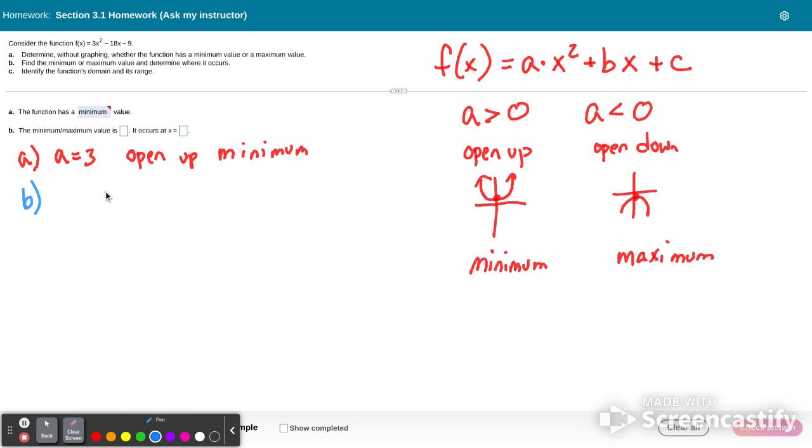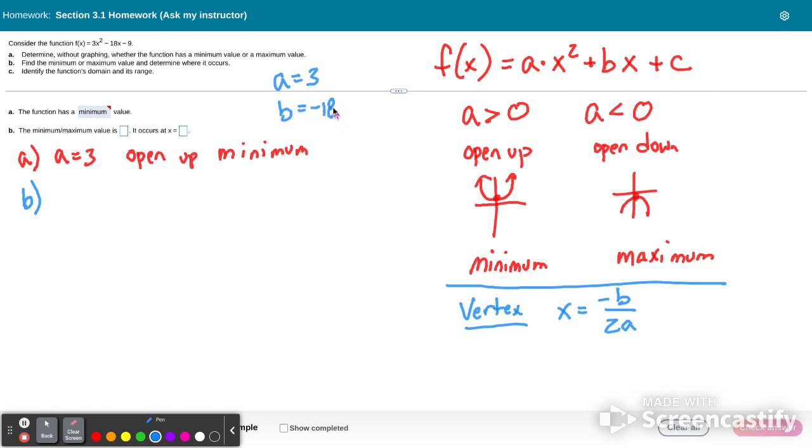All right, part B. To actually identify that minimum value, we can identify where the vertex of the graph is. The vertex of the graph can be located by finding the x-coordinate. The x-coordinate of that vertex is found by taking negative b over 2a. Like I mentioned before, the b term is going to come into play in these situations. So we know from this particular case that our a is equal to 3, our b is equal to negative 18, and our c is equal to negative 9.